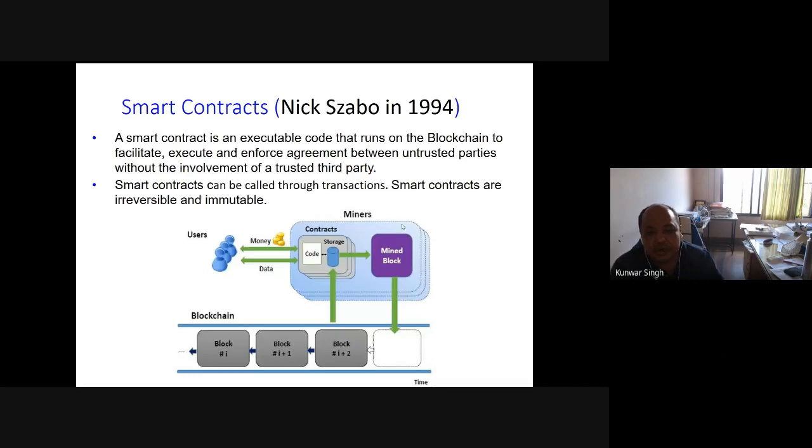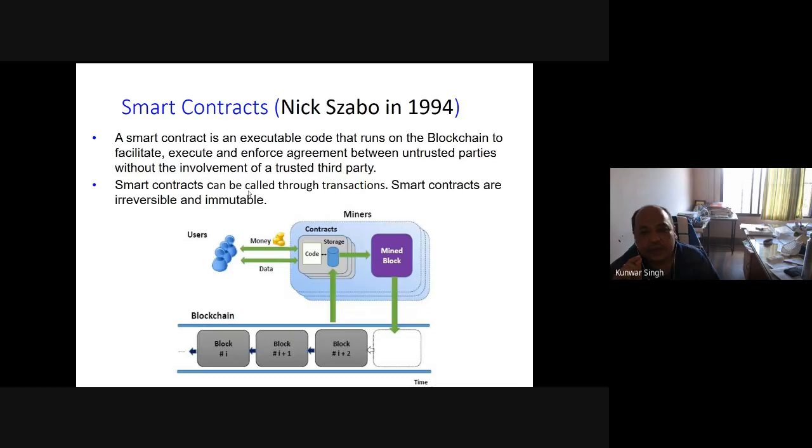A smart contract is executable code that runs on the blockchain to execute and enforce an agreement between untrusted parties without the involvement of trusted parties. So there is no trusted party. One example: you have a digital contract, you have bought a car, you have paid some money, and you are going to pay the EMI. You have paid one EMI, you have paid the second EMI. Now the third EMI you didn't pay, so the code inside the smart contract will say the third EMI was not paid.